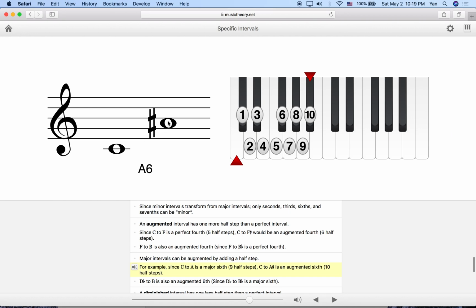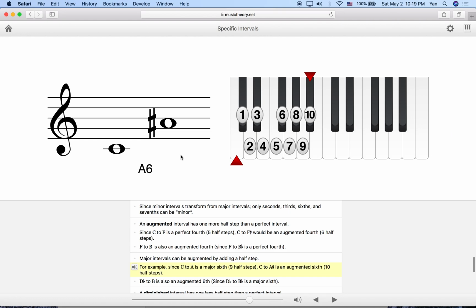C natural to the next A sharp. C natural to A natural would have been a major sixth. It would have been 9 half steps. But C to A sharp is 10 half steps. So we're taking that generic sixth, and then we had a major sixth, which was A natural, and now A sharp is an augmented sixth. You see? So let's listen to that. Okay.